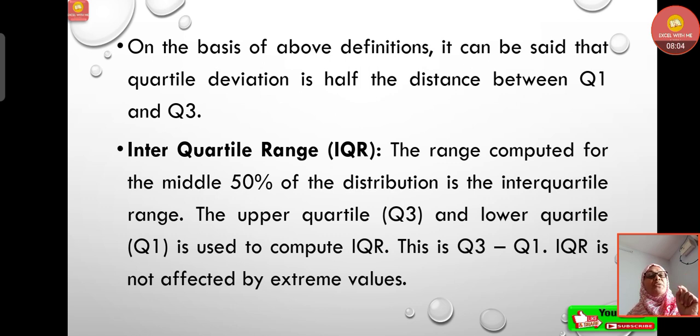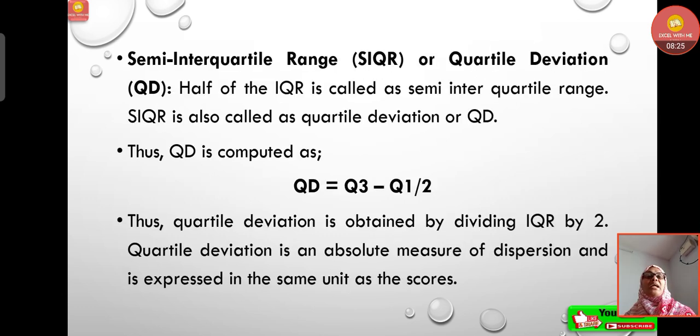The range computed for the middle 50% of the distribution is the interquartile range. The upper quartile Q3 and lower quartile Q1 are used to compute IQR, the interquartile range. This is Q3 minus Q1. And IQR is not affected by extreme values. The second one is the semi-interquartile range, that is SIQR, or quartile deviation, QD, we call. Half of the IQR is called the semi-interquartile range.